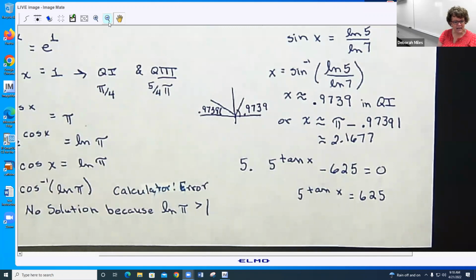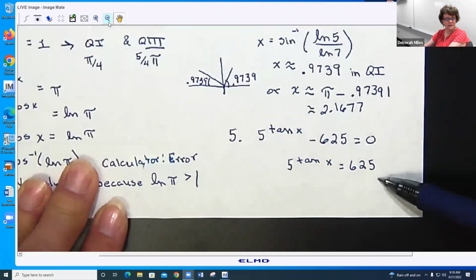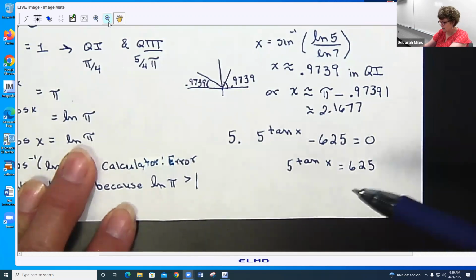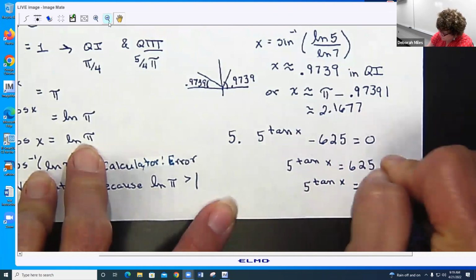What kind of equation is that? When the variable's in the exponent, that's what? Exponential. And there are 2 kinds of exponential equations. Those where we cannot write both sides having the same base, so we have to use logarithms, and those where we can write both sides having the same base. I happen to recognize 625 as a power of 5. 625 is 5 to the 4th.